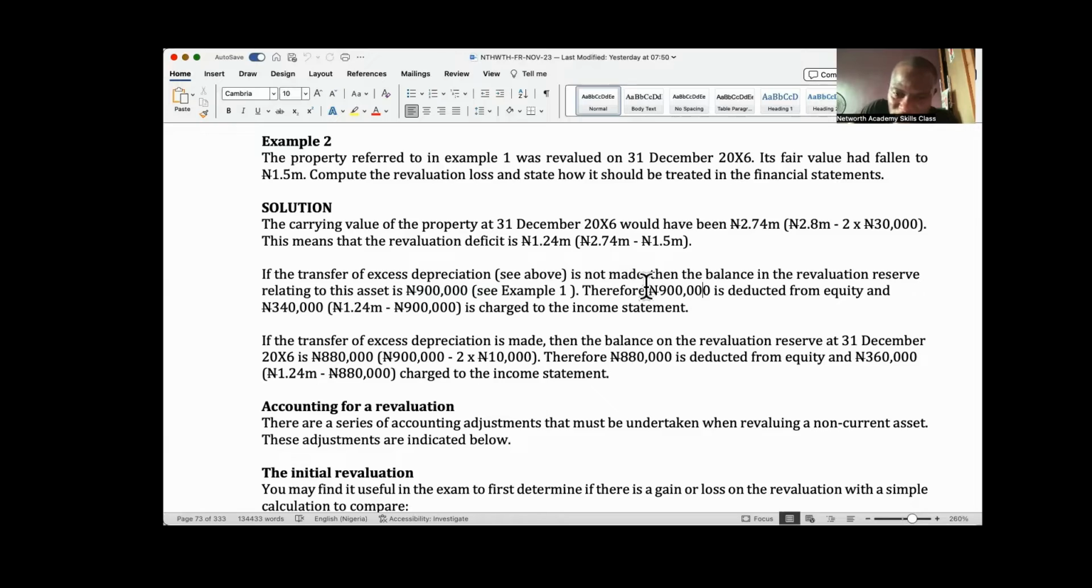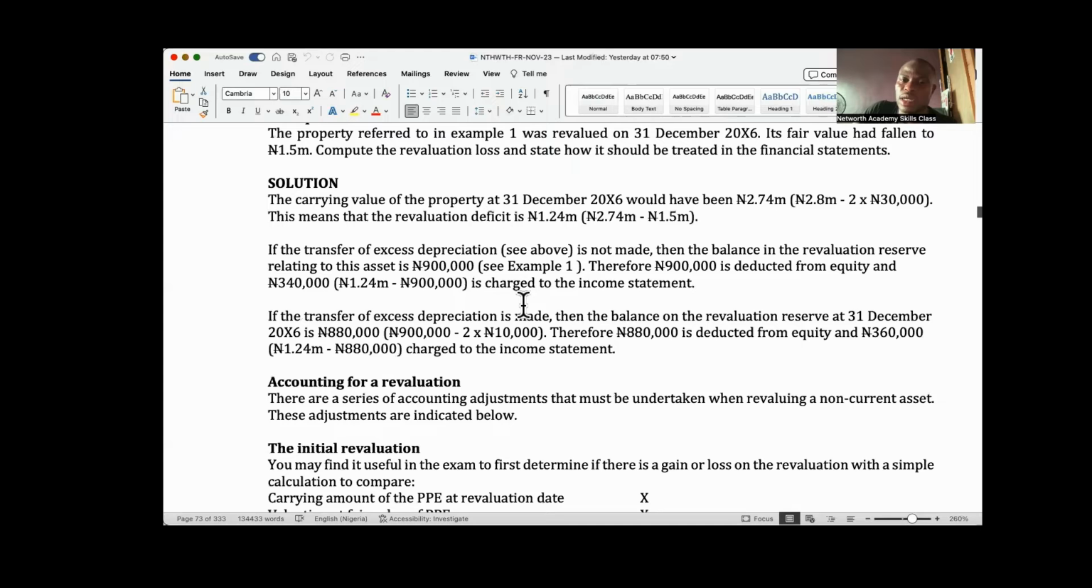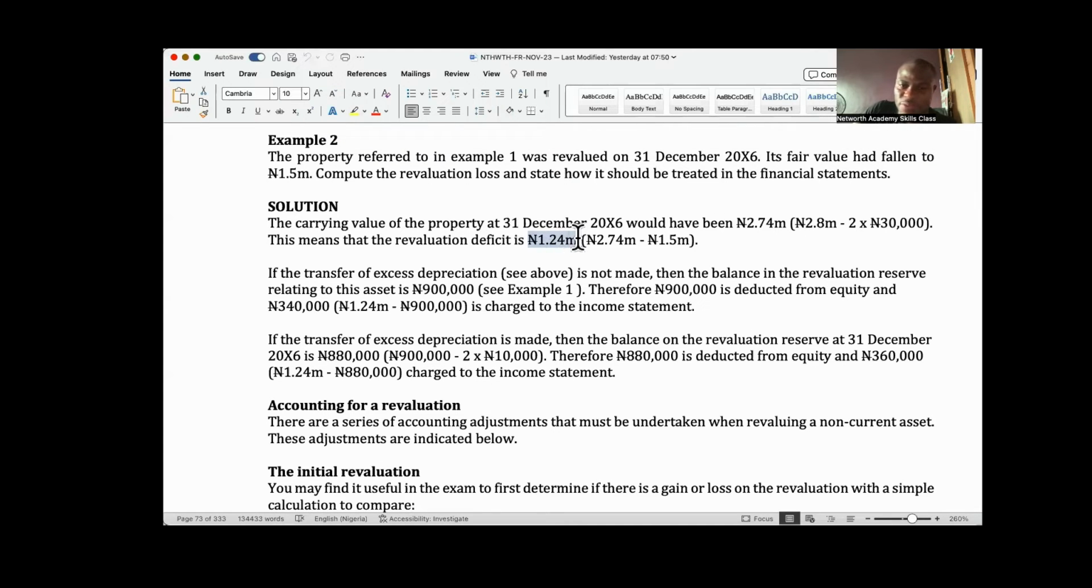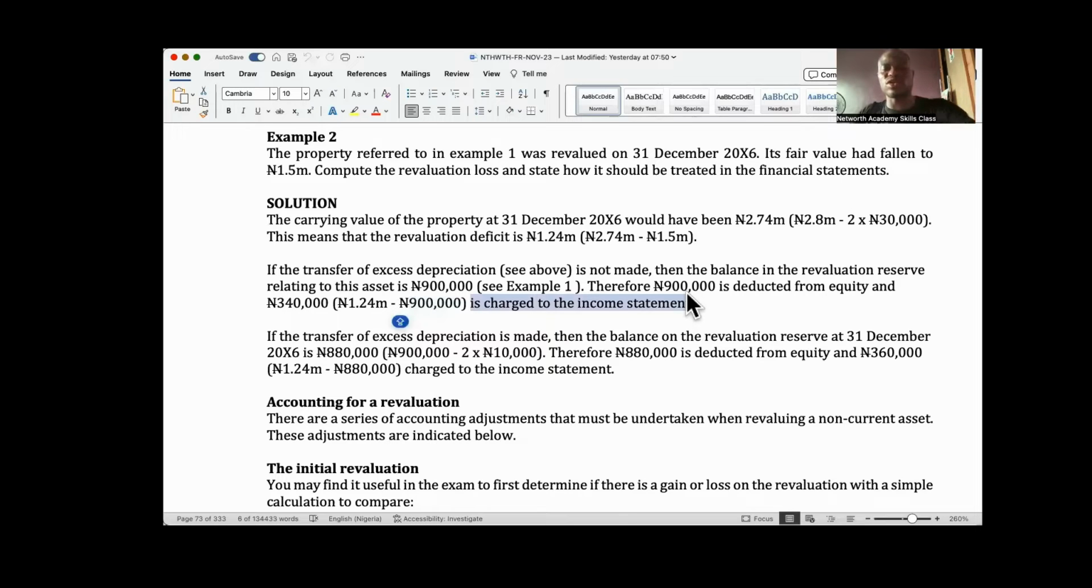And why is it 900,000? Because there is an earlier surplus of 900,000. So this deficit we have now, everything will not go to P&L. 900,000 of it goes to equity first through your OCI. Then it is the excess, which is this 1.24 million deficit minus the portion we have recognized in equity. It is this 340,000 that will be charged to my income statement, or that will now eventually go to my P&L.